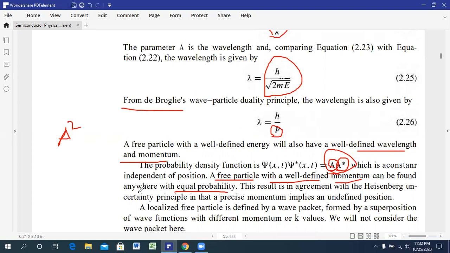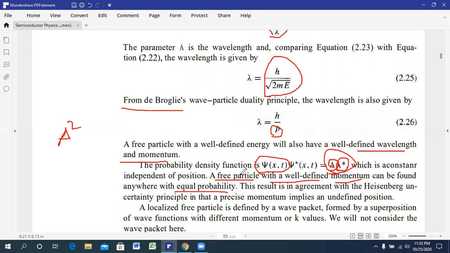So this result is in agreement with the Heisenberg uncertainty principle. That means if we can determine the momentum, then it is impossible to determine the position of a particle, that means the exact position of that particle. So we are defining this psi of x, so psi of x is nothing but the probability function of finding an electron.